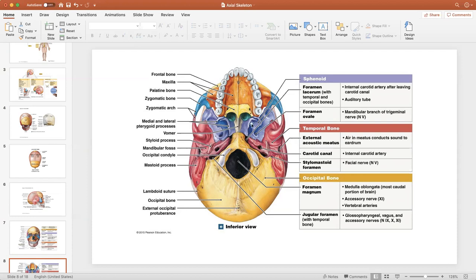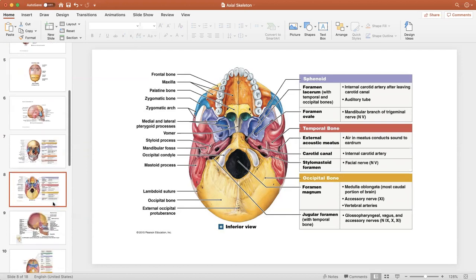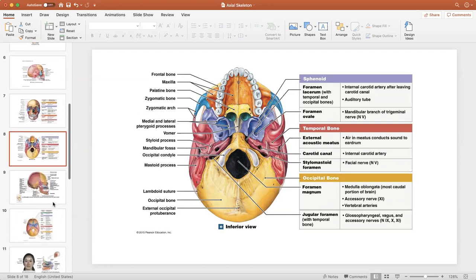Okay, and then with the sphenoid, we can see 2 different holes underneath here. Foramen ovale, which is cranial nerve 5, and then the foramen lacerum, which is the internal carotid. So these are good for flashcards, learning all the holes and what goes through them.